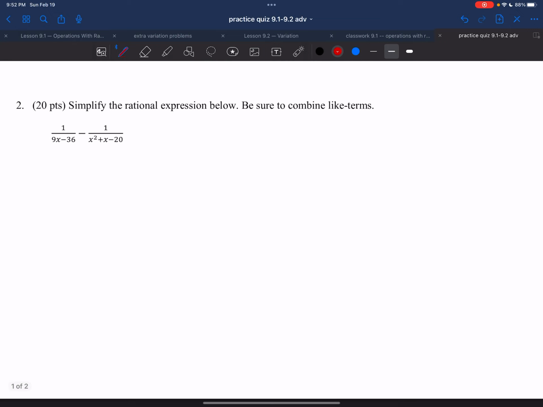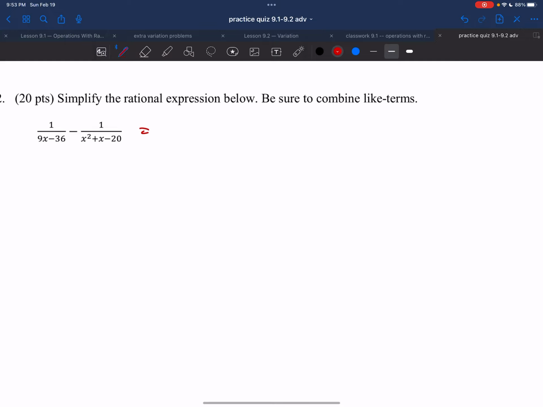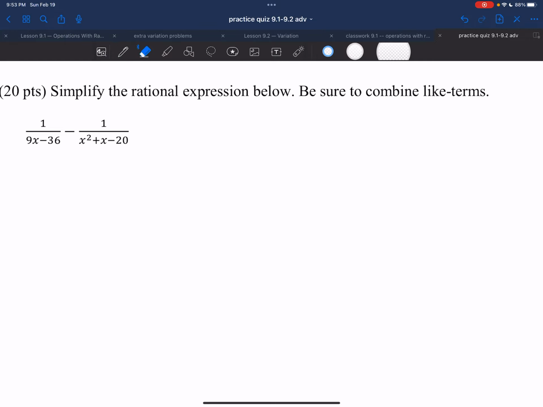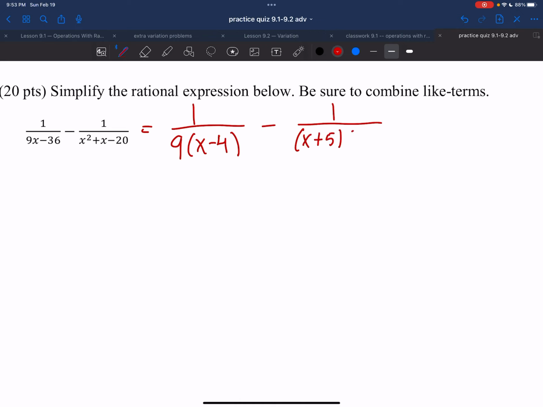Okay, moving on to number 2. We want to simplify this rational expression below and be sure to combine like terms. So this is a subtraction of 2 rationals, which means we need a common denominator. So we're going to start by factoring the bottom. Pull out 9. It's x minus 4. Not plus, it's minus 1 over. This factors as x plus 5, x minus 4.